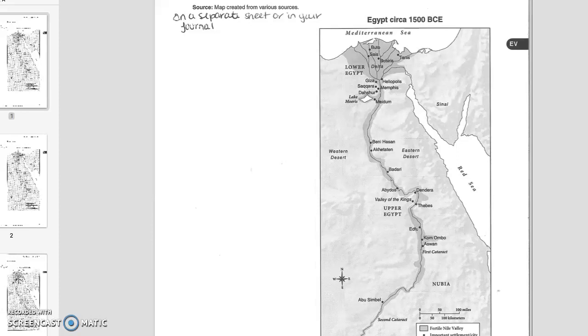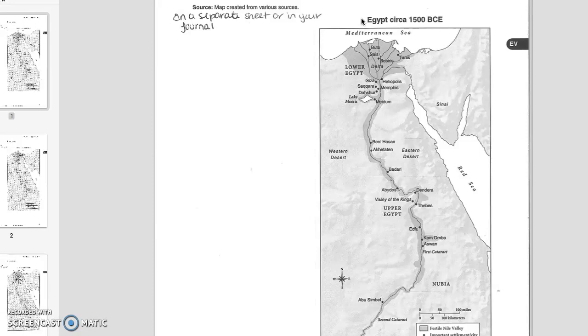You can tell it is a map because there are border lines, dots that indicate places, and known country names. Once you've determined what type of visual it is, you will then find and read the title. The title of this map is Egypt, circa 1500 BCE.